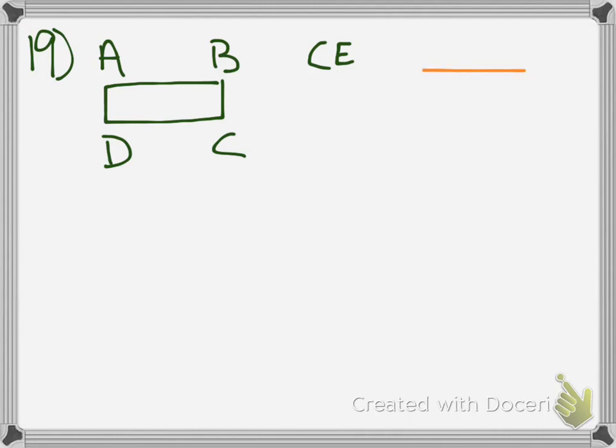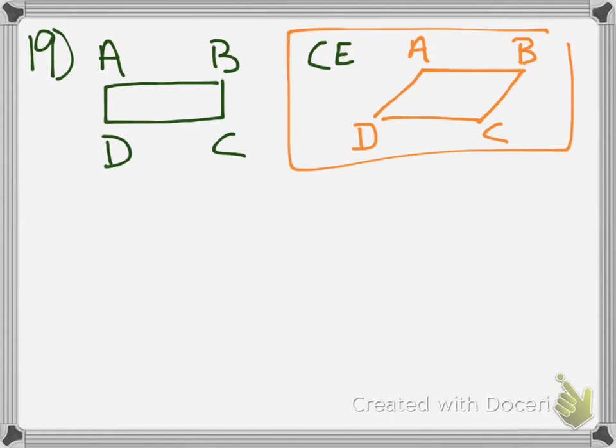Could I have done something like this and still be A, B, C, and D? Yes, I can. So this right here is my counterexample. Instead of being a rectangle, it could be a parallelogram, or it could have been a rhombus. Anything like that would have been fine. Alright, so let's look at number 20.